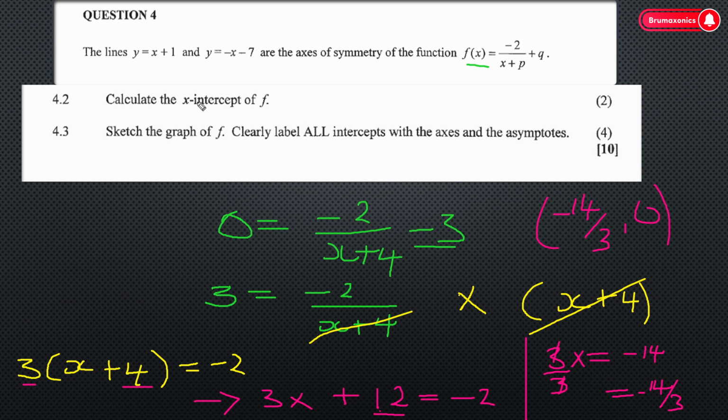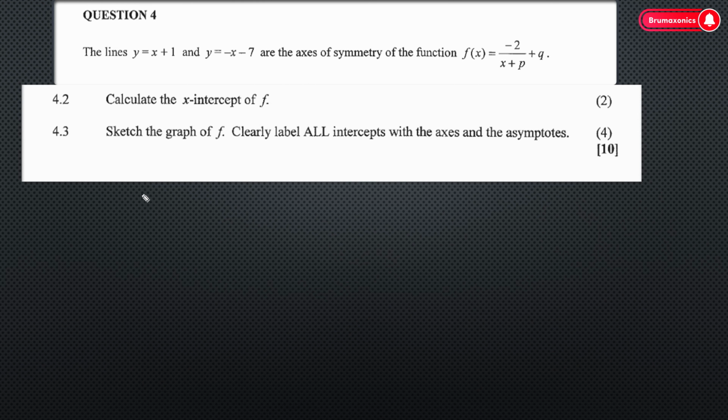So I'm going to sketch the graph, because they want us to sketch the graph, and we already know the asymptotes. So it means that now we can sketch the graph. I'll just say this is my y-axis, and then this is my x-axis.